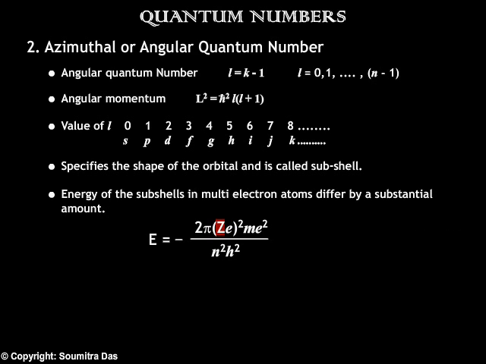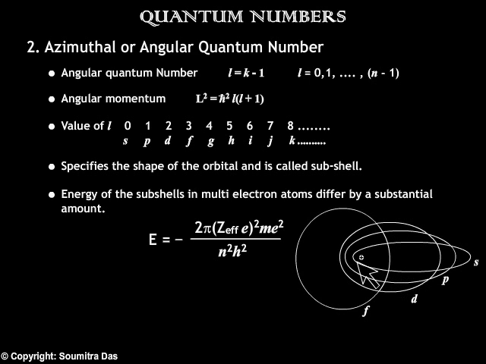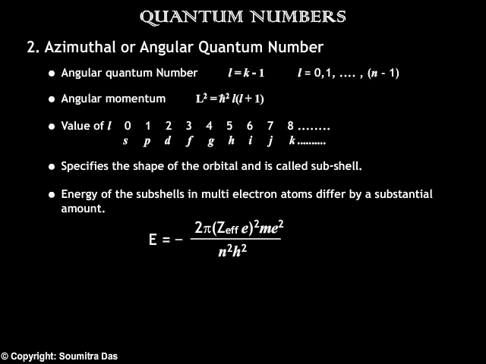Here this energy equation shouldn't have Ze, which is the nuclear charge, because of the shielding effect of inner electrons. So this Z should be replaced by Z effective. The s orbital penetrates most, therefore it cannot be shielded effectively. Consequently, the Z effective of s orbital will be greatest among the subshells. Therefore, its energy will be least.